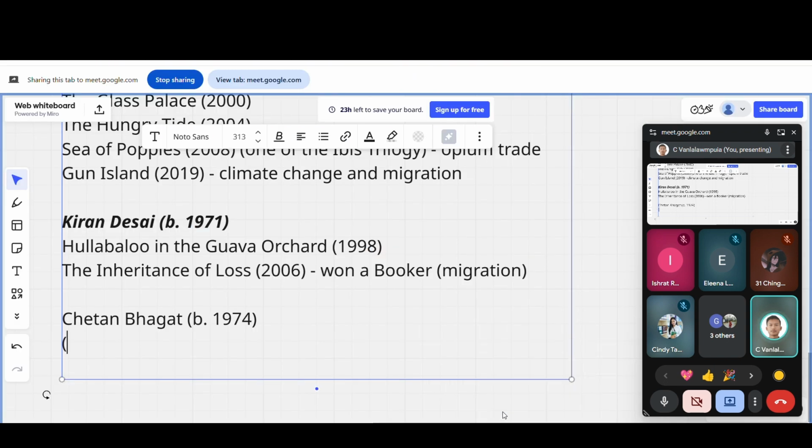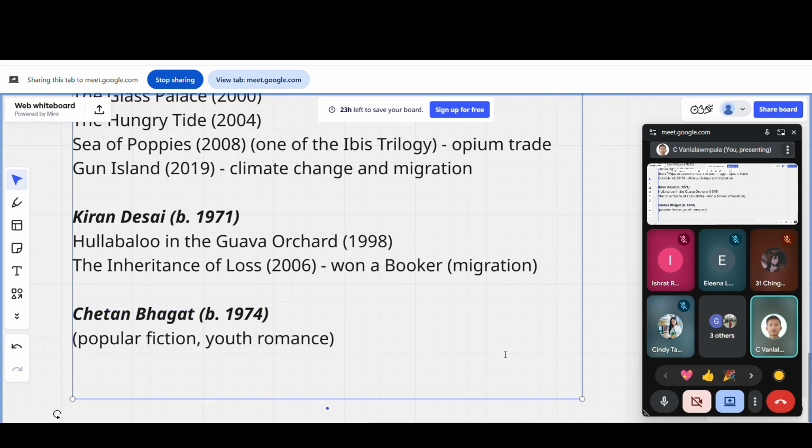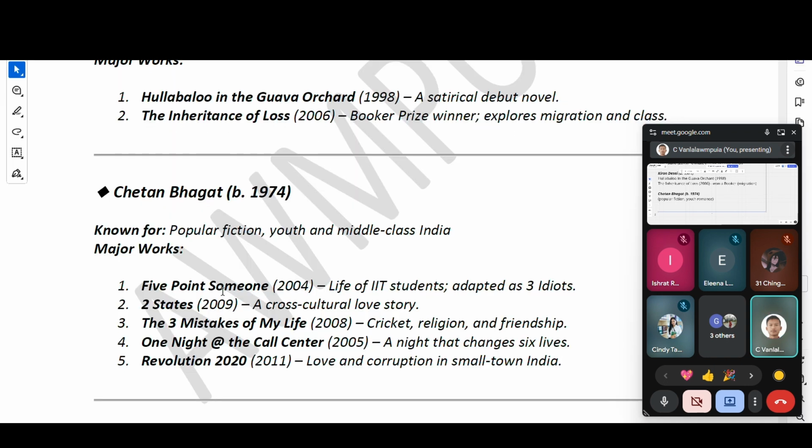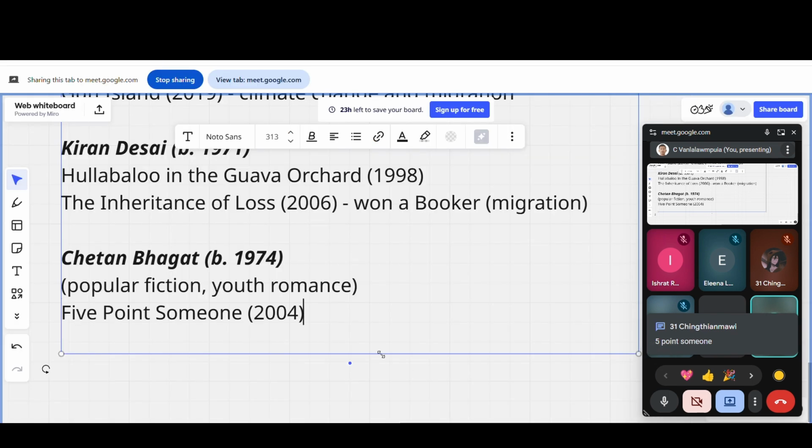He mostly writes popular fiction, like teenage romance and youth romance. He's very popular. One Indian Girl, The Girl in Room 105, and so on. The first book should be Five Point Someone, published in 2004.